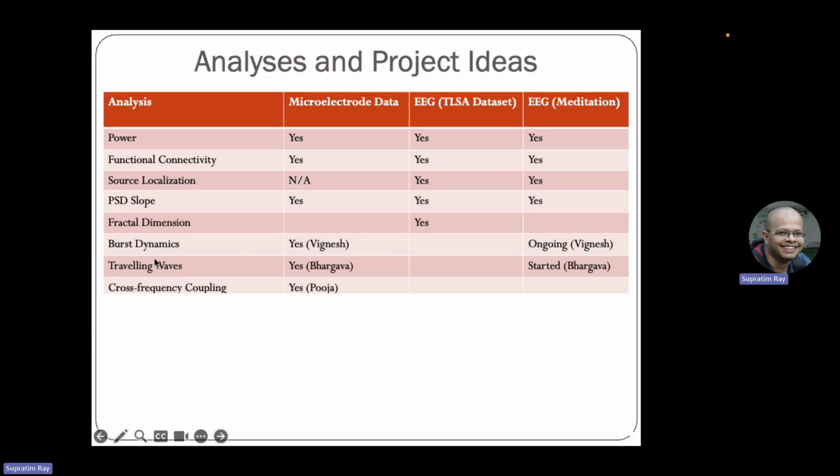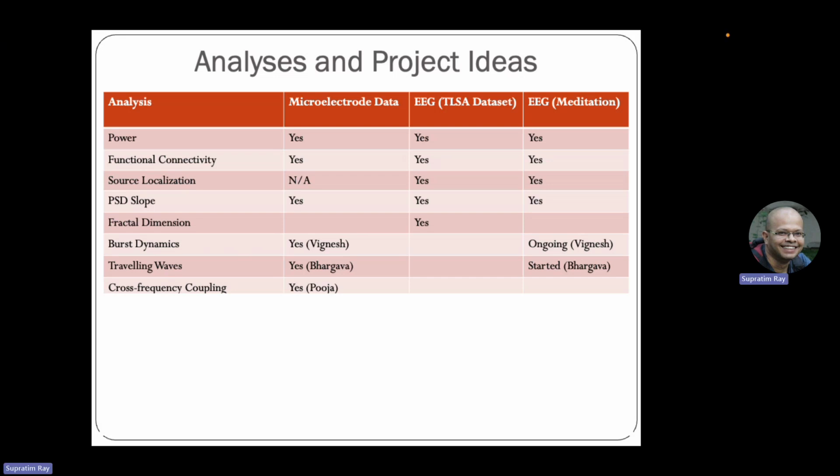In the monkey data, we have been doing this burst dynamics, traveling waves, cross-frequency coupling. These are done by these students and postdocs. So burst dynamics is something that Vignesh has followed up in the EEG meditation data set. It's actually finding that meditators have longer bursts. Their brains produce longer bursts. It's a very cool result, but it's very preliminary.